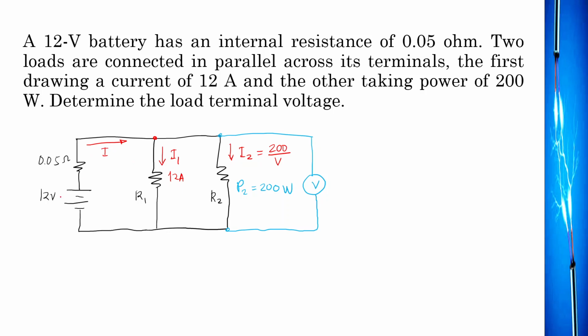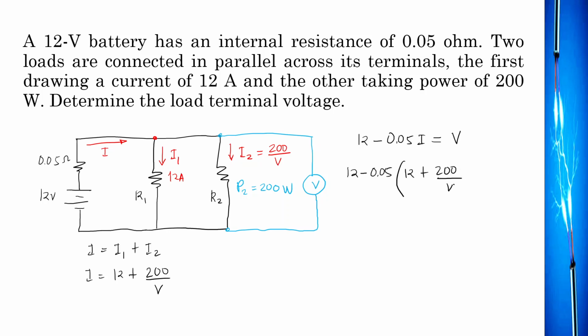Sige. Dahil itong dalawang resistor na ito, parehas sila ng voltage, I can have this equation first: 12 minus 0.05I, minus V, equal to 0, or 12 minus 0.05I equals V. Yung 12, pag binawasan ko ng voltage drop dito sa 0.05 ohm dahil sa I, ang matitira na lang yung V. Ngayon, alamin natin kung ano yung I. It is equal to I1 plus I2 according to Kirchhoff's current law. So, ilagay ko sa I na yung I1, 12 plus 200 over V. Dito, 12 minus 0.05 times (12 plus 200 over V) is equal to V.